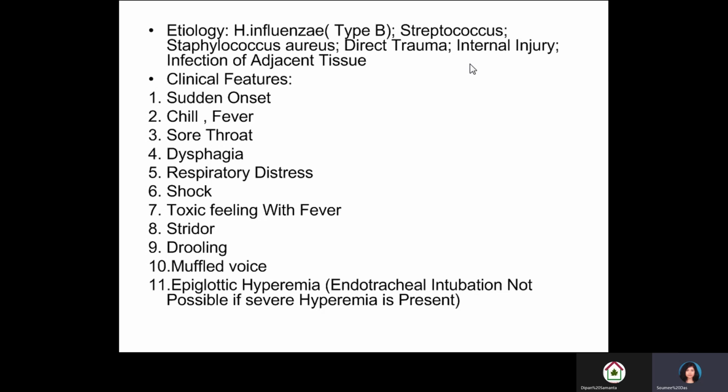There might be shock. Why shock? Shock due to pain, and the fever with chills will also contribute to the development of shock. Next is a toxic feeling with fever. Whenever there is toxemia, a buildup of toxic materials, maybe bacteria or other toxic materials in the body, there is a toxic feeling. That means there would be fever, or the patient would feel that heat is radiating from his body, and there would be vague body ache.